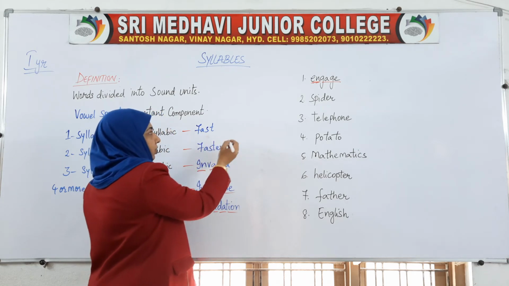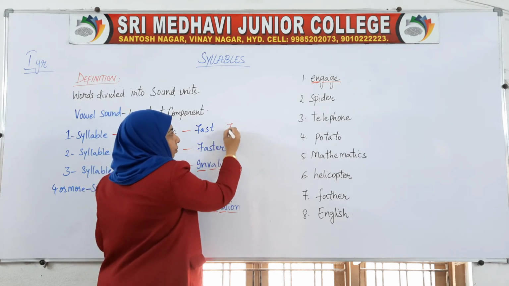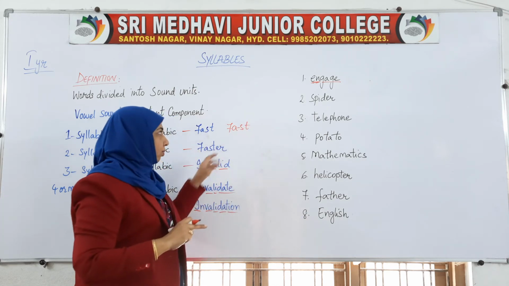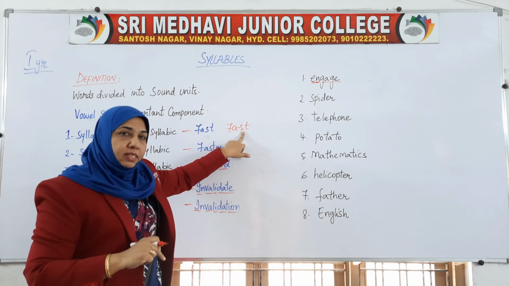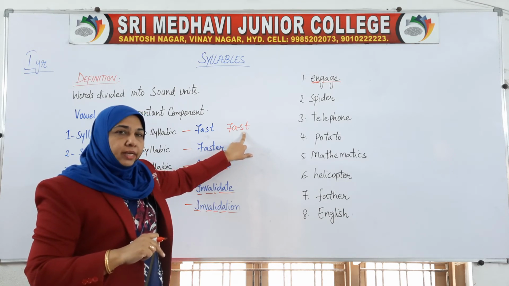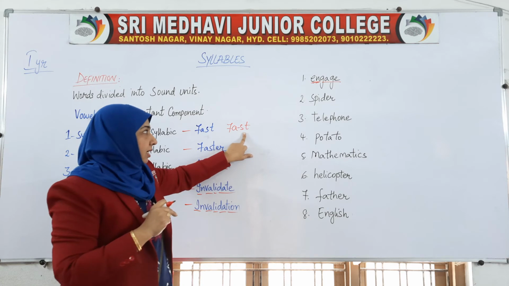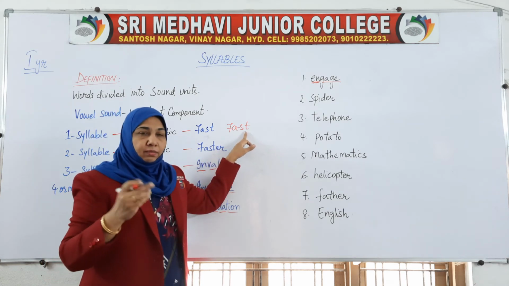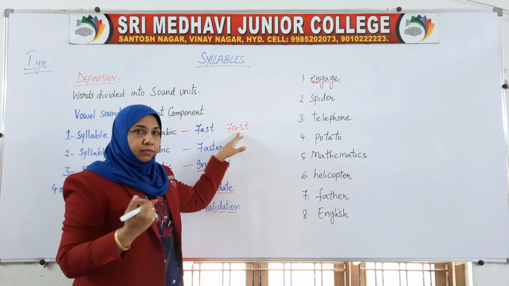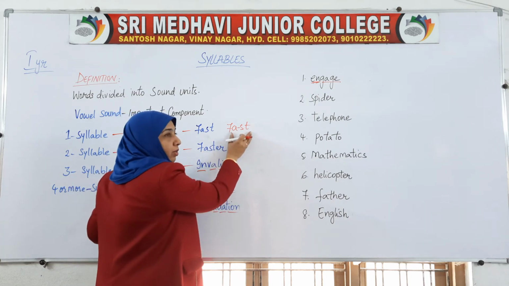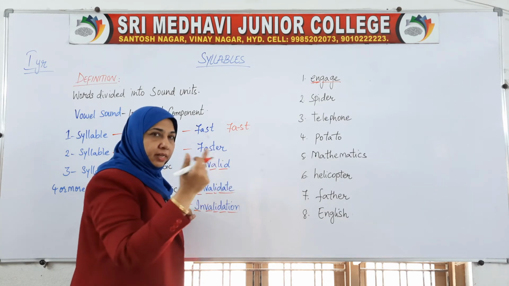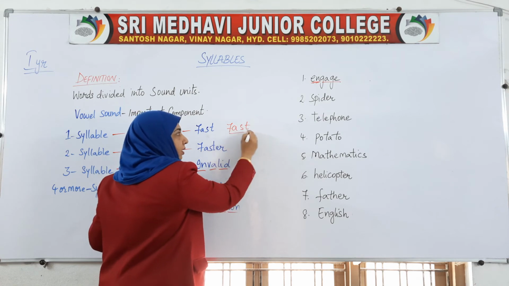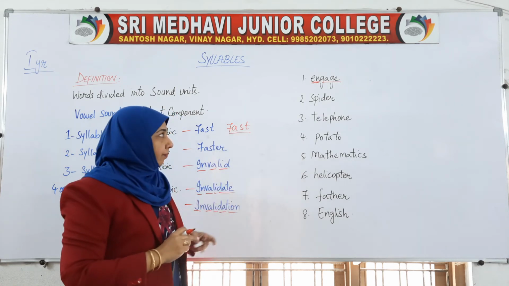For example, just take here fast. Can you divide it into 2 syllables? Fa is getting the sound, but are you getting the sound with st? No, you are not getting any sound with st. We don't have any vowel over here, so how can we pronounce it? So we have to divide, and then you can find out whether I am getting any sound. If not, obviously it could not be divided and it is a one syllabic word.